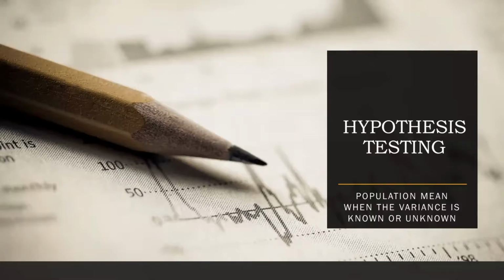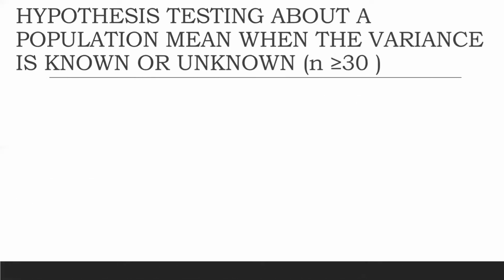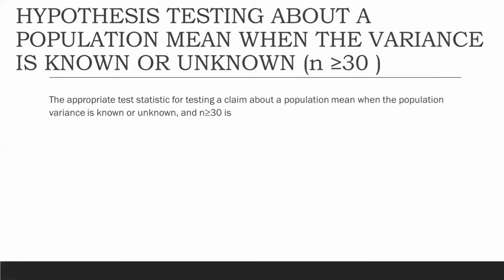Hypothesis testing. Hypothesis testing about a population mean when the variance is known or unknown and n is greater than or equal to 30. The appropriate test statistic for testing a claim about a population mean when the population variance is known or unknown and n is greater than or equal to 30 is the z-test. So z is equal to the sample mean minus the mean over the standard deviation divided by the square root of n.